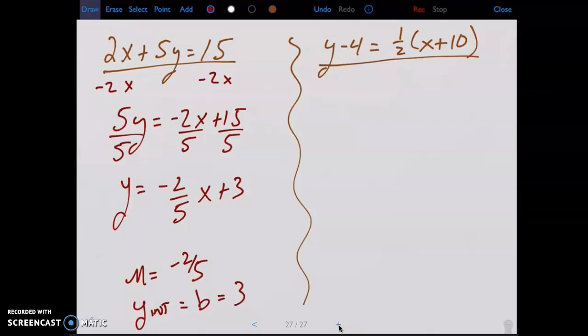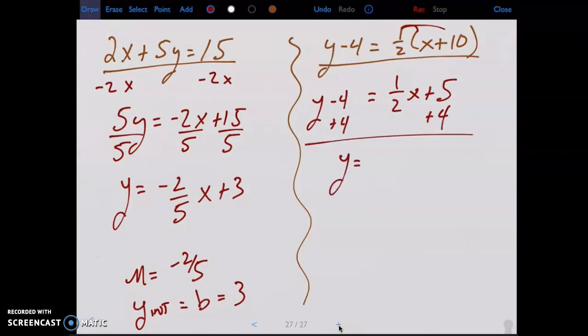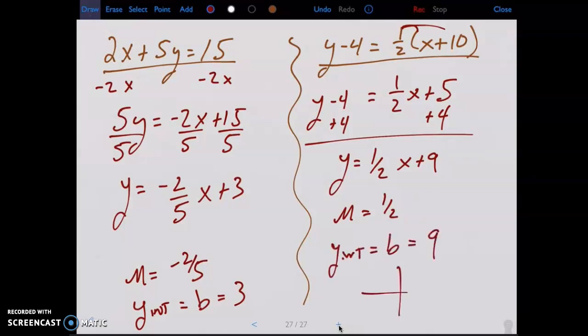Same thing here, right? We're just going to solve for y to make it a little simpler. So in order to solve for y, I need to distribute that 1/2. 1/2 times 10 is 5. And then I have to add 4 to both sides. Okay, so now you can see that your slope is going to be positive 1/2, so rise over run, up 1 over 2, right? And your y-intercept is going to be equal to b, which equals 9. So I would start at 9, and I would go up 1 over 2. Okay, cool. Nice short one for you.